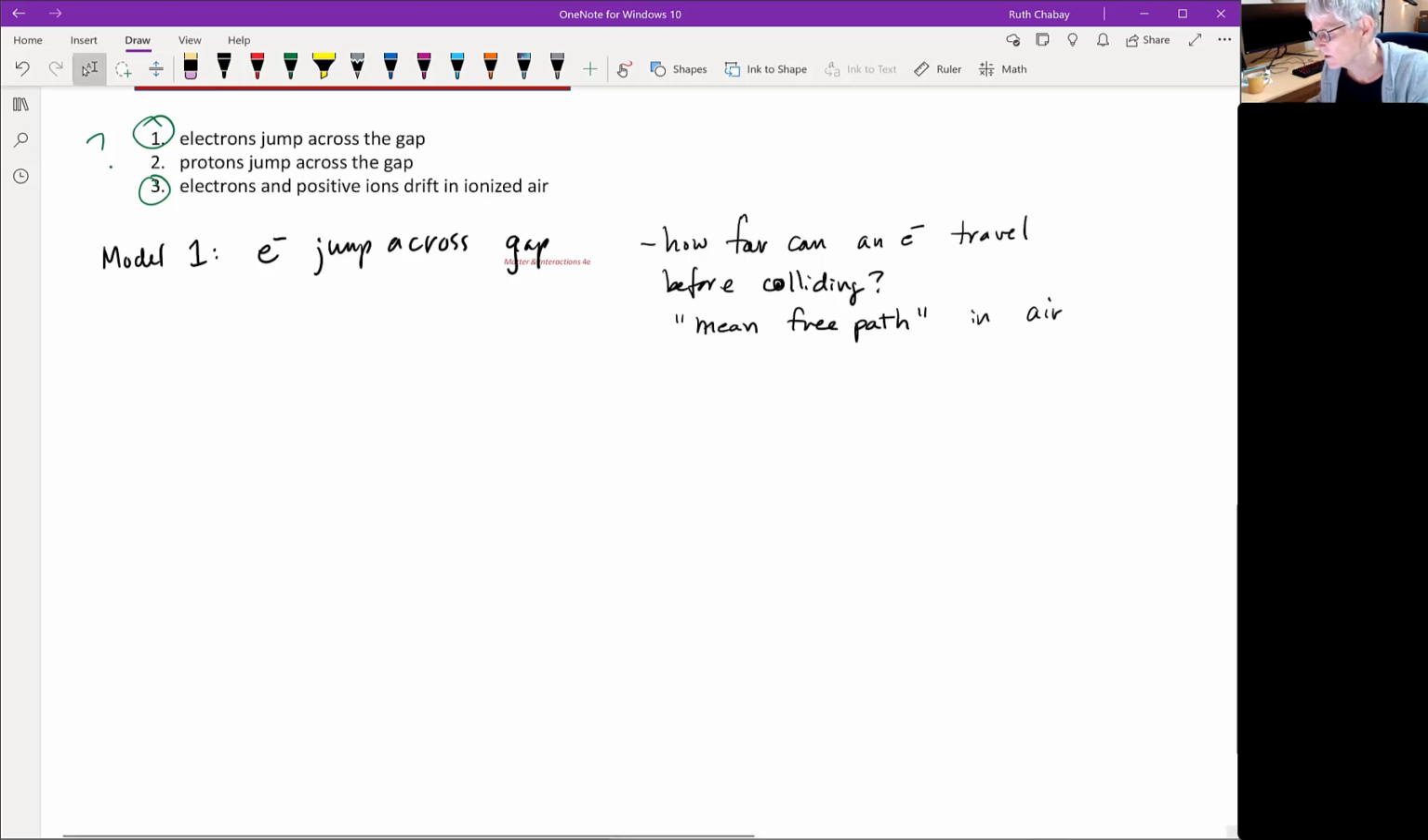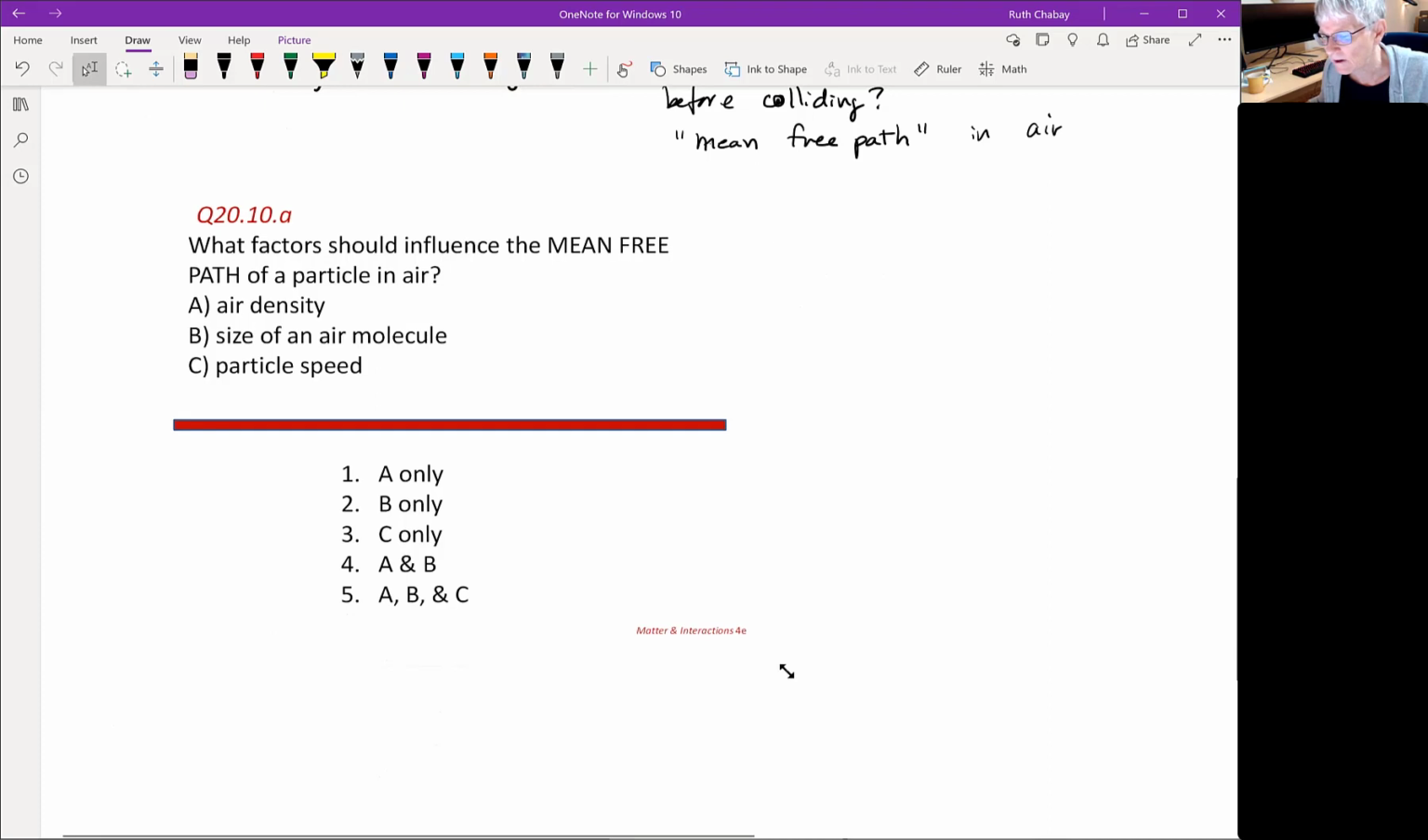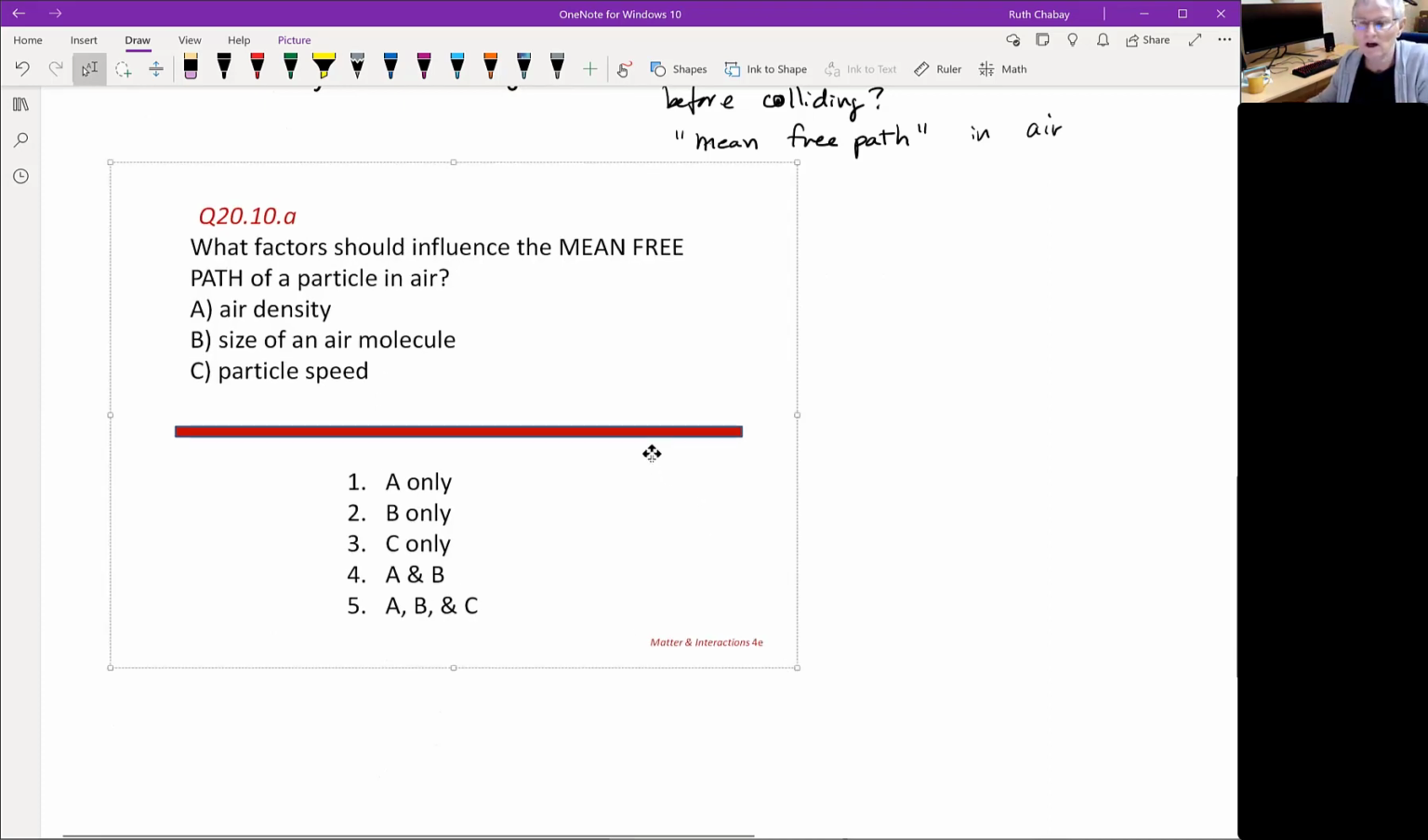Okay, so let's think about what this mean free path should depend on. If we want to know how far a particle like an electron could travel in air before it collides with an air molecule, what things should this mean free path actually depend on? Should it depend on the air density, the size of an air molecule, the speed of the particle, some combination of these things? Now think about the question. It's how far can something travel? So think about walking across a crowded room. Maybe how far can you go before you run into something or somebody?